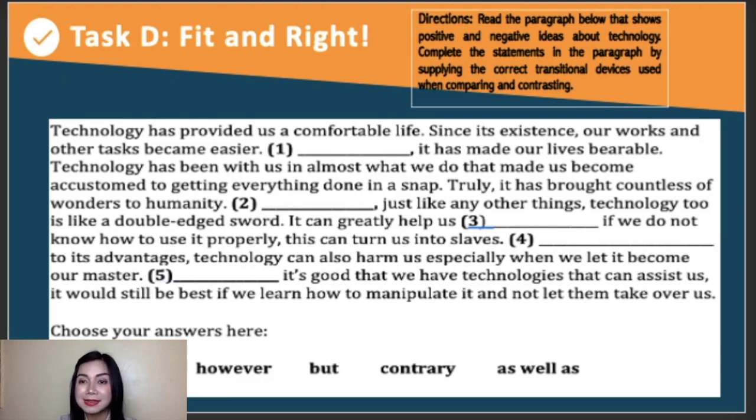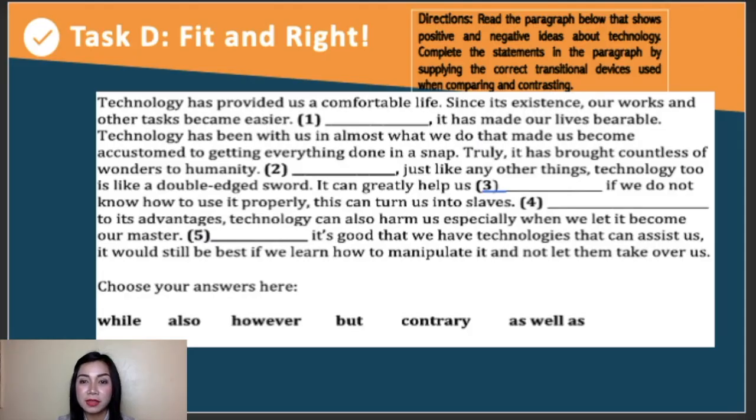Complete the statements in the paragraph by supplying correct transitional devices used when comparing and contrasting. Can you please read, Alina, the paragraph? Alright. Make your voice loud, okay?